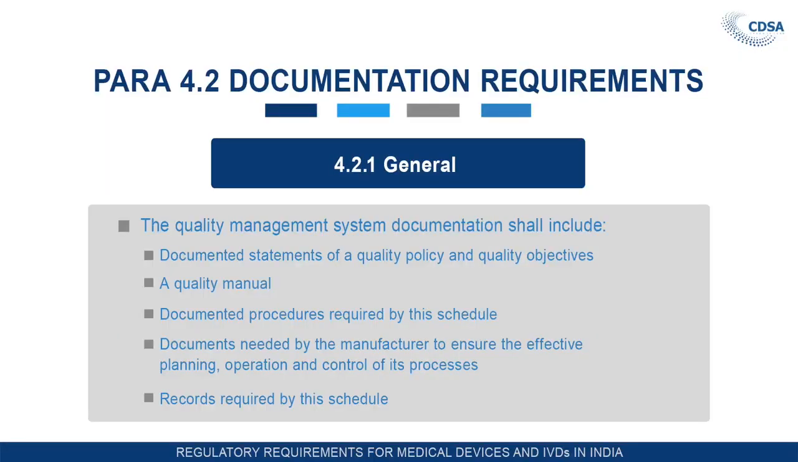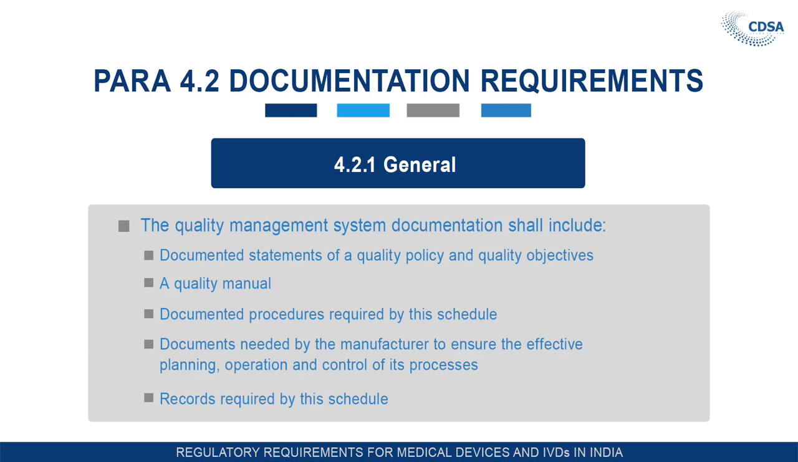Part 4.2 is the documentation requirement. This is extremely important, extremely important. Generally, the quality management system documentation shall include documented statements of quality policy and quality objectives, a quality manual, documented procedures required by this schedule, documents needed by the manufacturer to ensure the effective planning, operation and control of processes, and records required by this schedule. Remember, a document is not just a statement of quality and quality objectives.